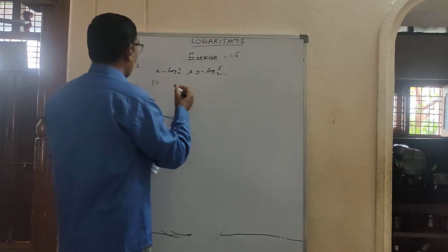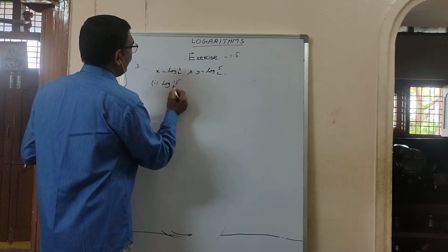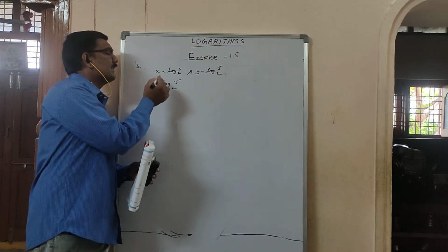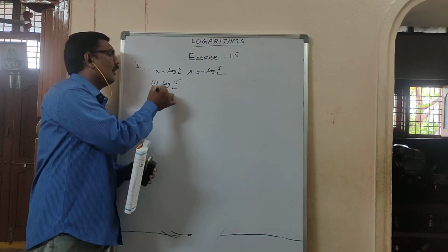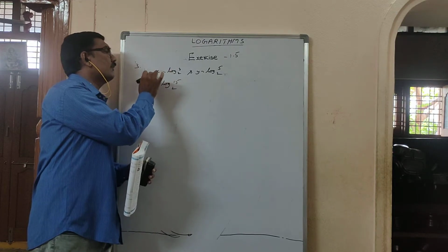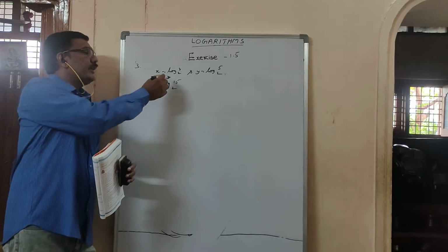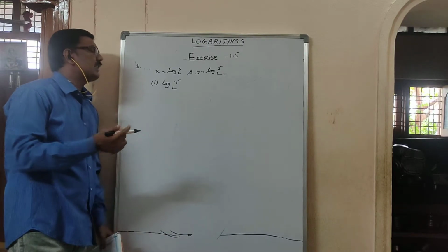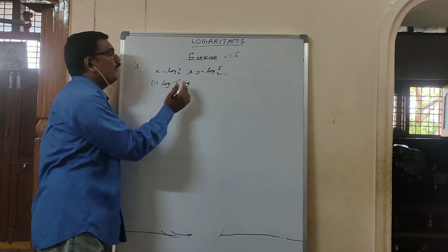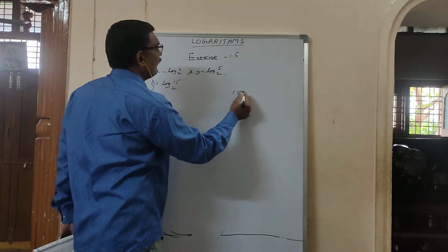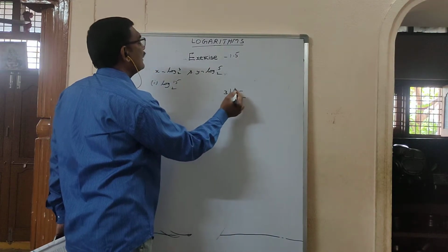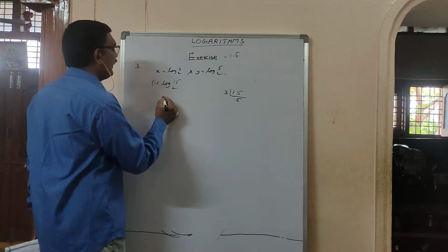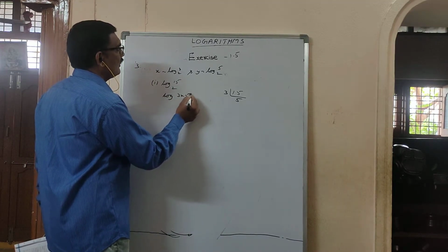Now what is the question? First question, log 15 to the base 2. He is asking to represent log 15 to the base 2 in terms of x and y. As I said, if you do prime factorization of 15, the least prime number which can divide 15 is 3. 3 5s are 15. In prime factorization of 15 you can write log 3 into 5 base 2.